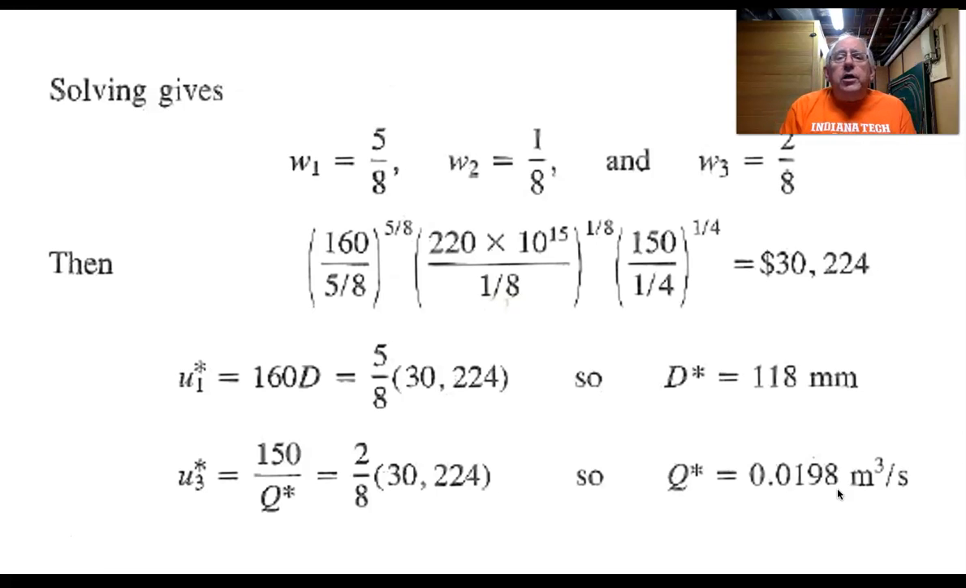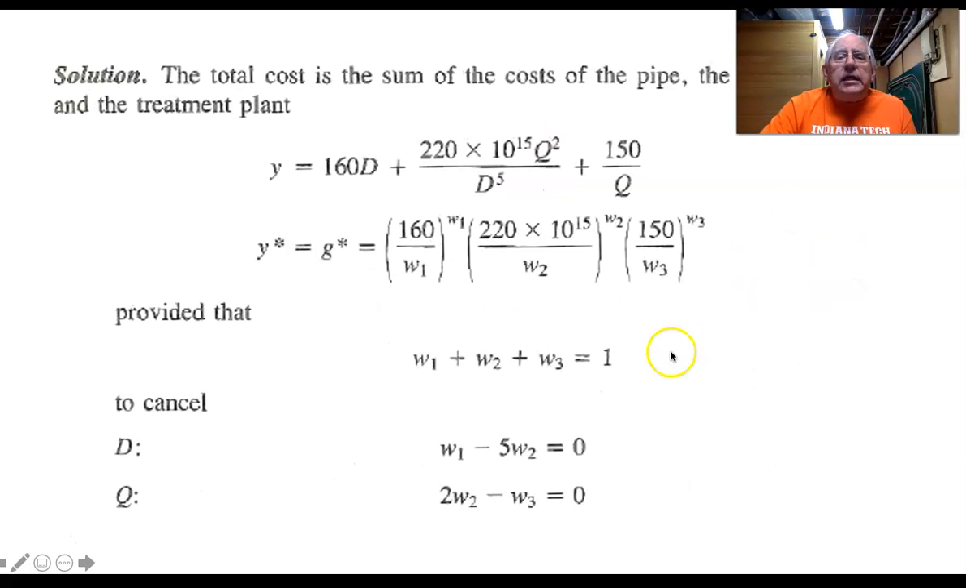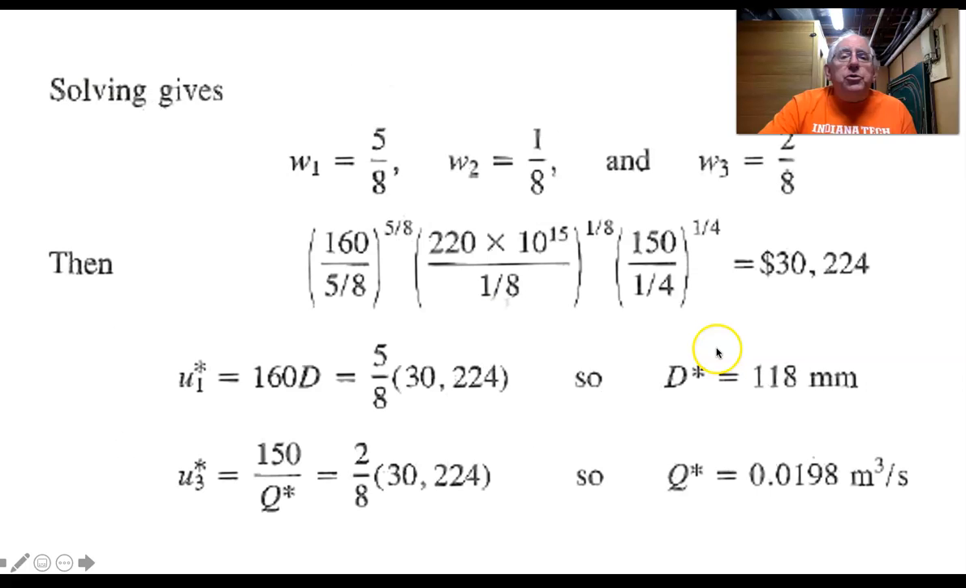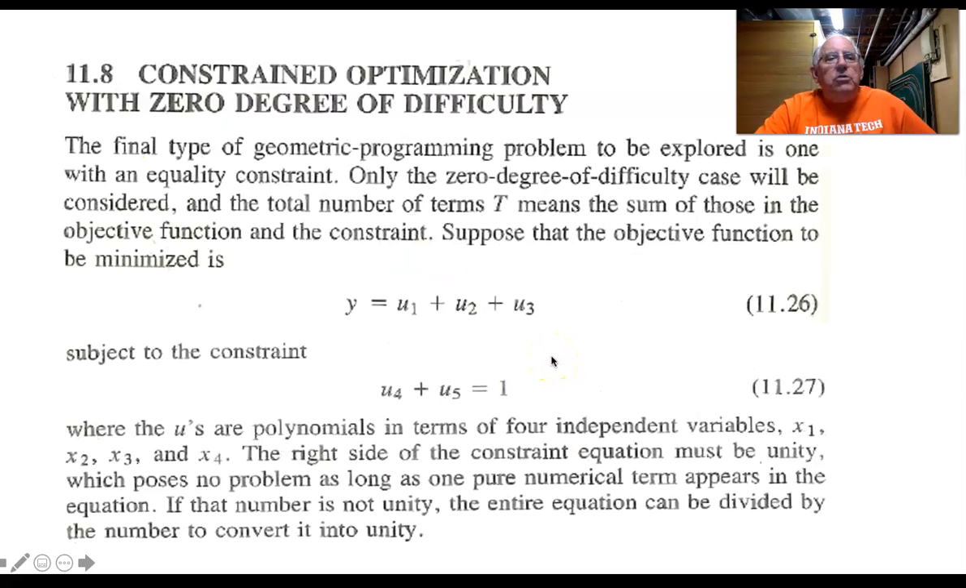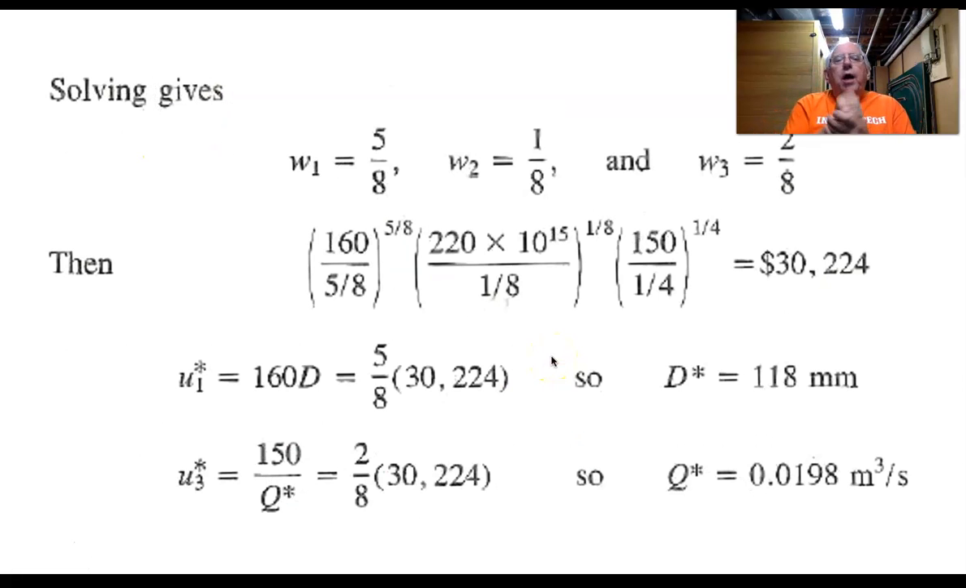If we wanted to, we could go and check if 1/8 times this is equal to this part. We can put in that Q star and that D star and see if this part of the three terms is indeed equal to 1/8 of the objective function. And you would find that it is. And so this then is the solution to that problem. And so at this particular point, I'm going to go ahead and stop.